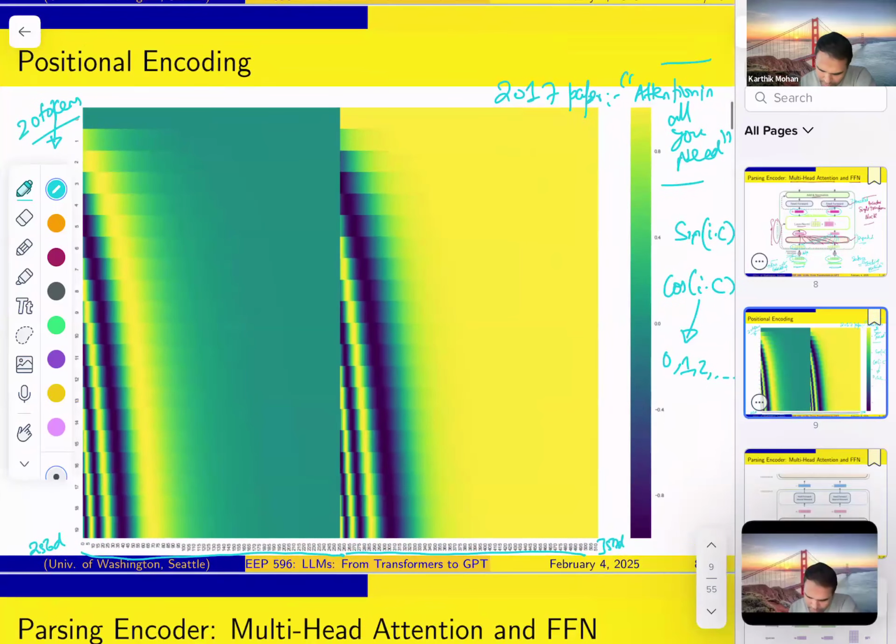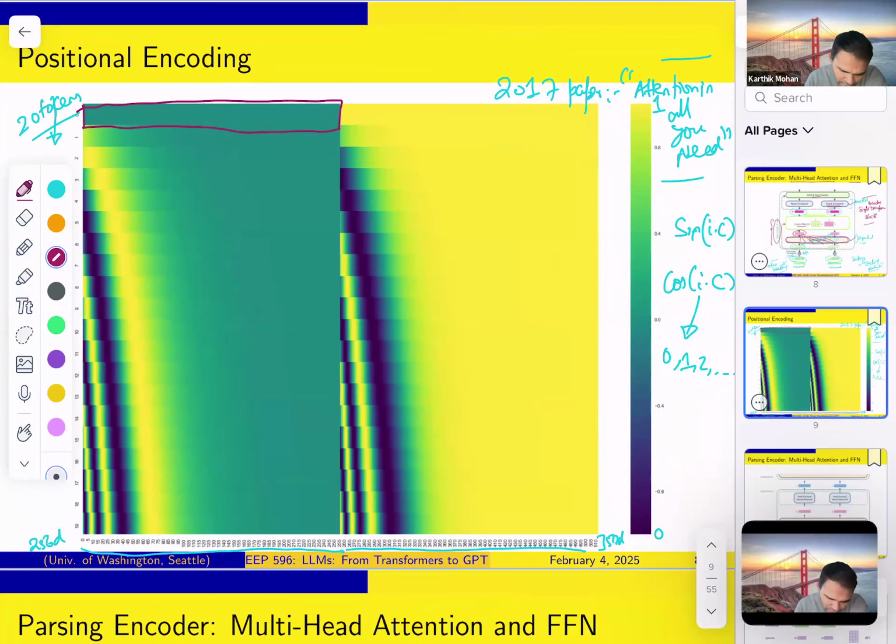So how do you interpret this graph? Well, the yellow is 1, and the dark blue is 0, right? And the green is somewhere in between. If you look at the first embedding, for the first token, it looks like this. It's all green, and then you start introducing some yellow, and you see this gradient where the yellow is getting pushed out. So the positional embedding changes based on where you stand.